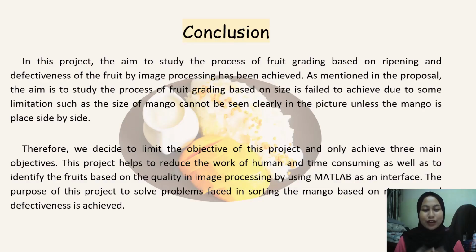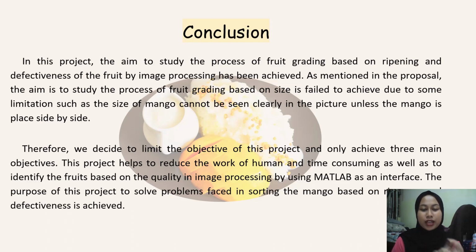Okay, next, we have come to the end of this presentation, which is the conclusion. In this project, the aim is to study the process of fruit grading based on ripening and the effectiveness of the fruit by image processing has been achieved. As mentioned in the proposal before, the aim to study the process of fruit grading based on size failed to be achieved due to some limitations, such as the size of the mango cannot be seen clearly in the picture unless the mangoes are placed side by side. Therefore, we decided to limit the objective of this project and only achieve three main objectives.